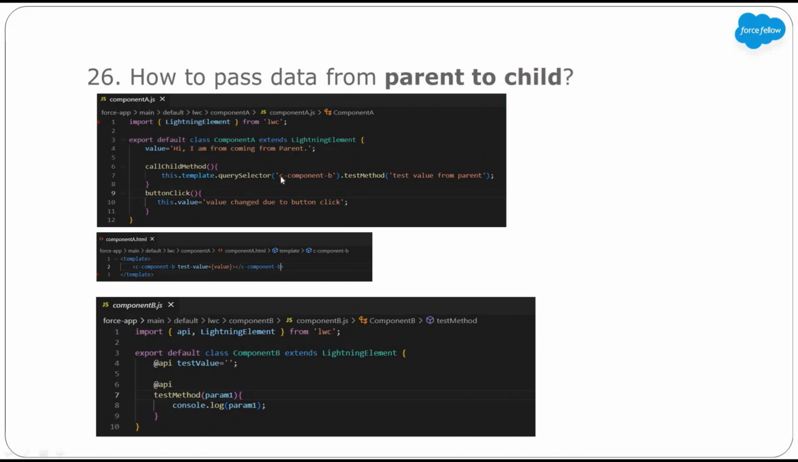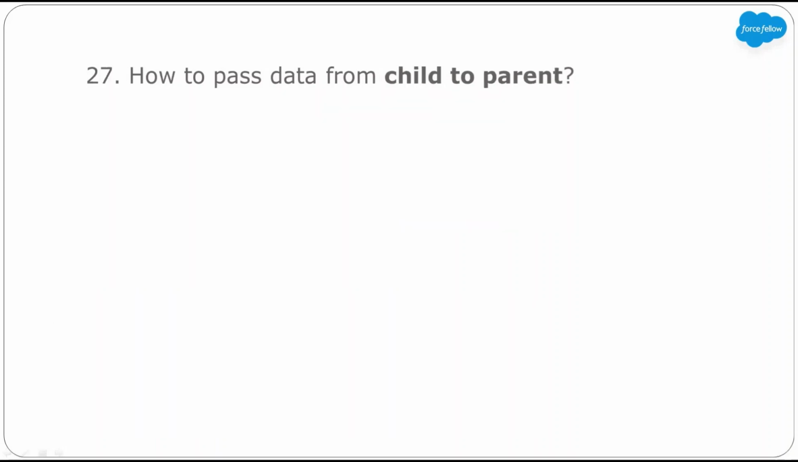So in our component we have added the child component as a tag, and with the help of query selector we can select that tag, and then we can call whatever public method we want to call, and I'm passing the parameter also from here, so that the parameter can be received over here in param1. Okay, so this is how in two ways we can pass data from parent to child, with the properties and with the methods. Next we have how to pass data from child component to parent component.